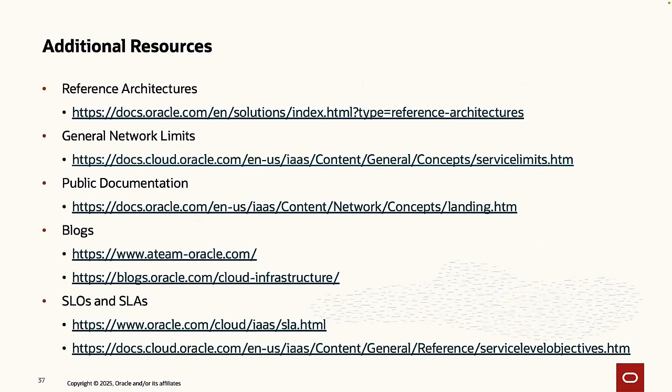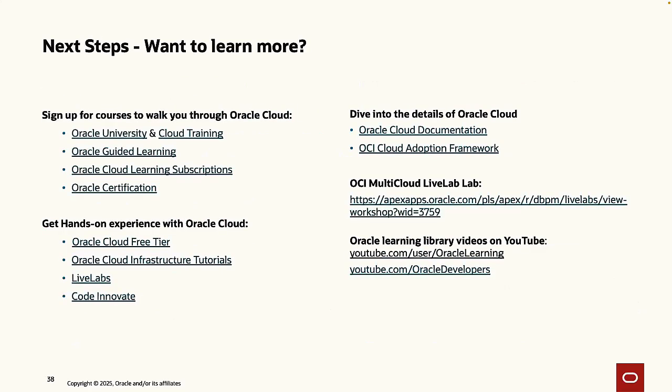Along with our certification paths, we also have additional free resources such as reference architectures, public documentation, and blogs for pretty much all of our different OCI services and features that we have today. We also have hands-on learning material as well. This includes OCI tutorials, our live labs, and even a free tier Oracle Cloud tenancy that's available to try out many of our OCI services. Along with best practice documentation as well, with our cloud adoption frameworks and video libraries available directly on YouTube.